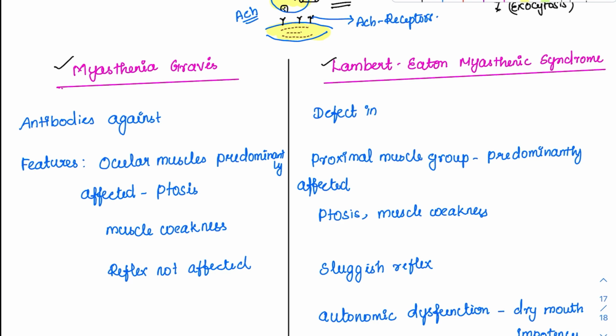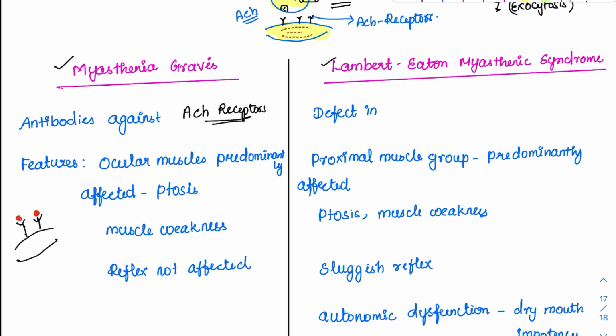So what happens in Myasthenia gravis? In Myasthenia gravis, there are antibodies against the acetylcholine receptors. So what is happening here? It is a postsynaptic problem. There is a muscle and these receptors are there, and there is an antibody production against these receptors. So even though the acetylcholine is released from the presynaptic terminal, they cannot go and bind at the neuromuscular junction and they cannot perform their action.